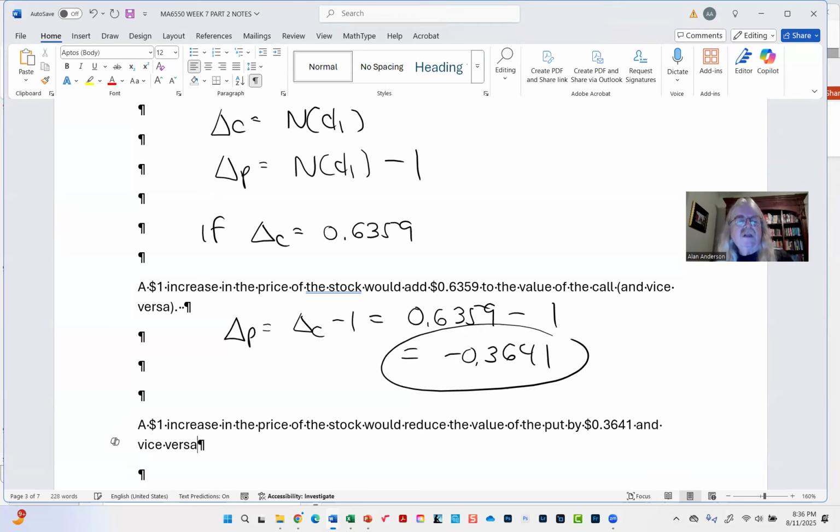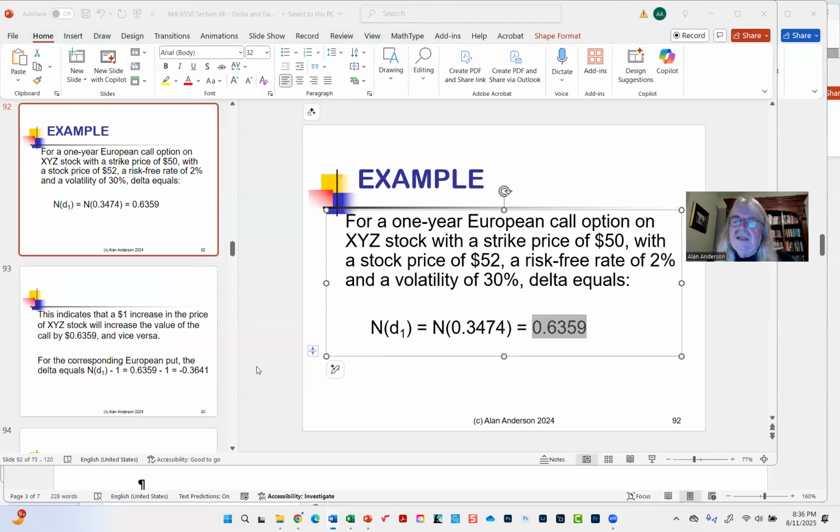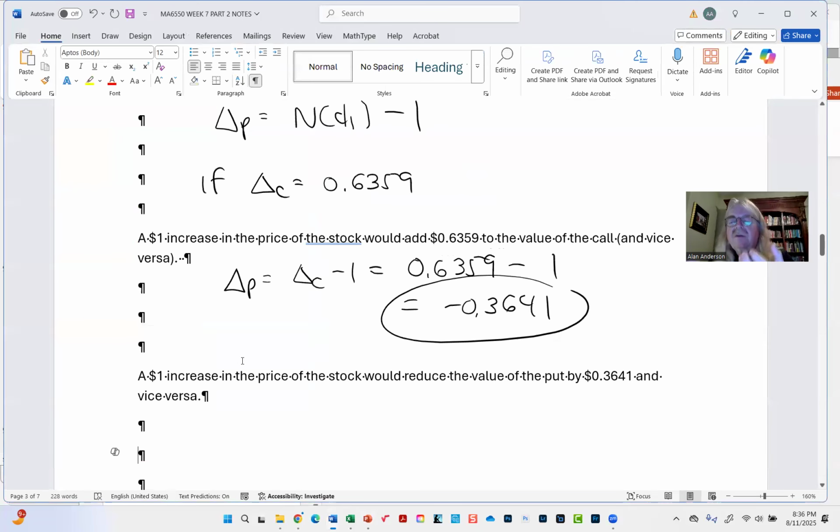All right, so a $1 increase in the price of the stock is now going to reduce the put price by about 36.41 cents. Okay, and vice versa. Now, again, see the beauty of the setup is that you can figure out what the delta of your position as a trader is and decide if that's too risky for you or if it's maybe not risky enough.